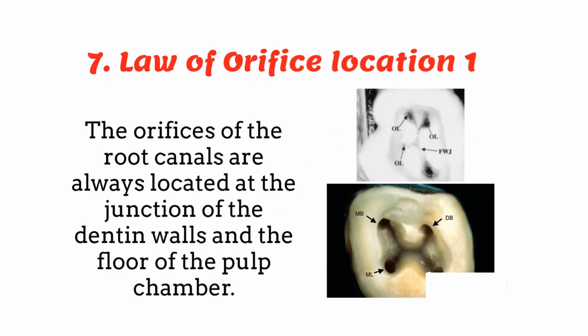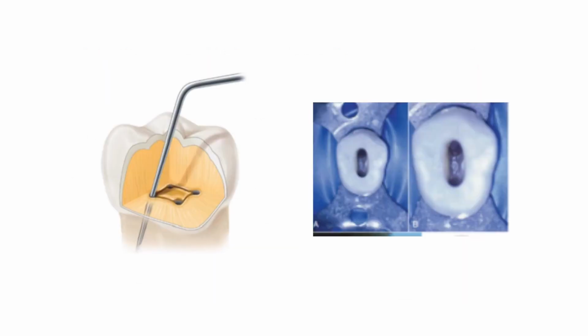Next one is the law of orifice location 1, and this law suggests that your orifices are always located at the junction of your dentinal wall and the floor of the pulp chamber. So always you will find your orifices at the junction of the wall of the pulp chamber and the floor of the pulp chamber. So in this figure you can see the first figure suggests that there is a dentinal wall, there is a wall of the pulp chamber, and here the floor is also there. So the orifices are located at the junction of the wall and floor.